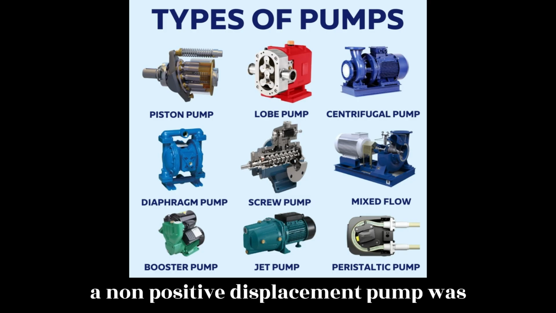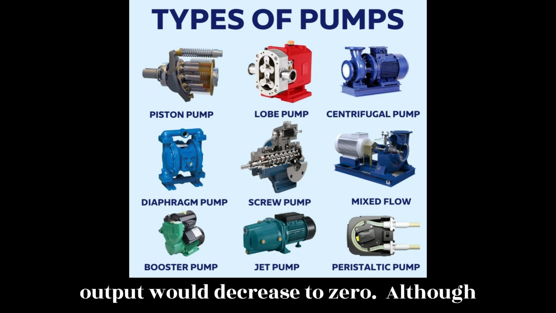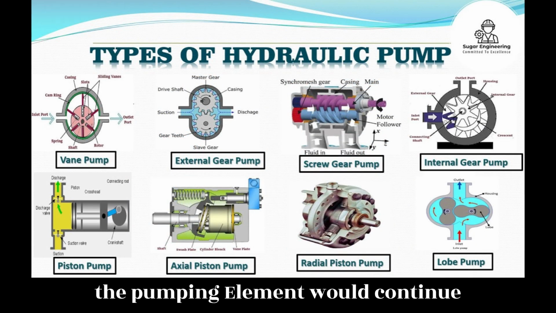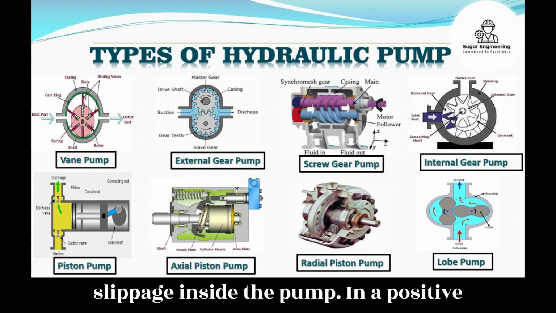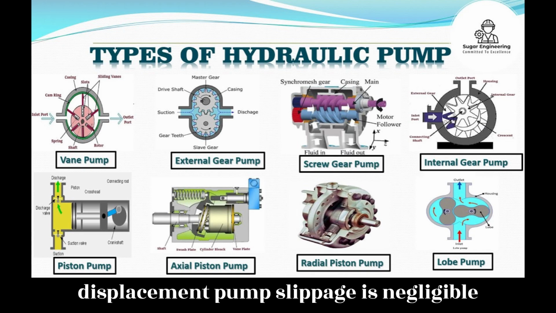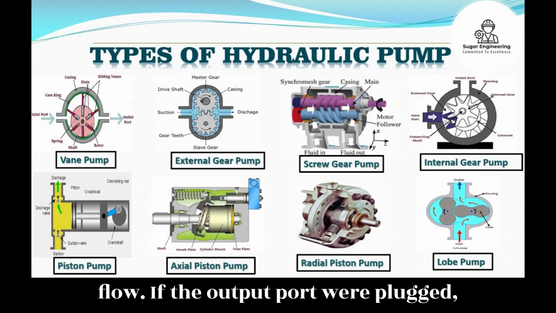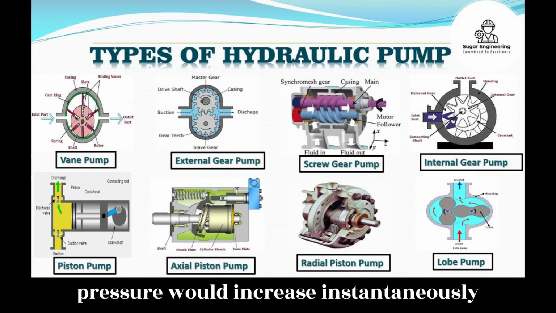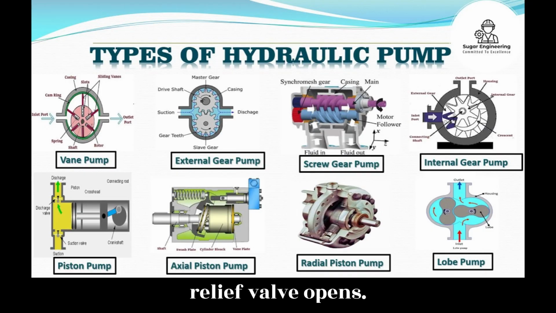If the output port of a non-positive displacement pump was blocked off, the pressure would rise, and output would decrease to 0. Although the pumping element would continue moving, flow would stop because of slippage inside the pump. In a positive displacement pump, slippage is negligible compared to the pump's volumetric output flow. If the output port were plugged, pressure would increase instantaneously to the point that the pump pressure relief valve opens.